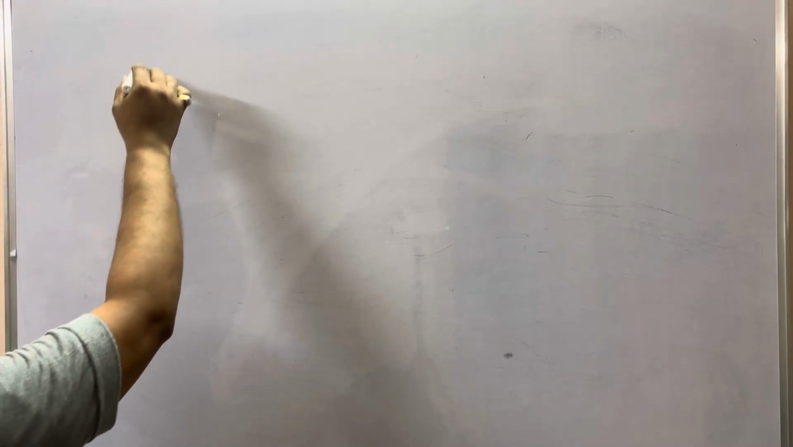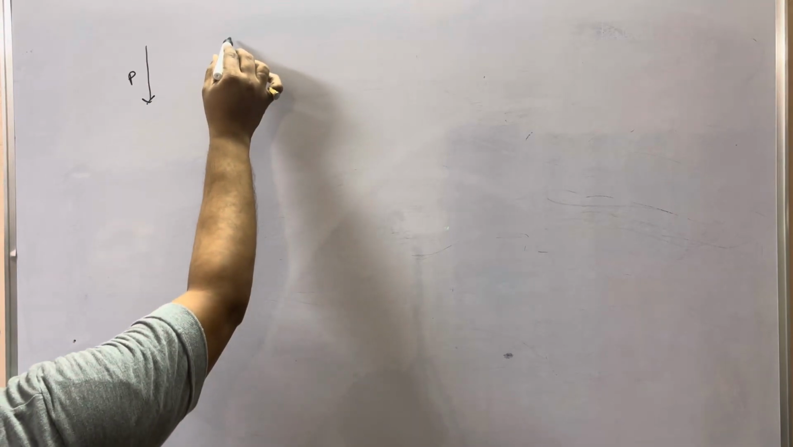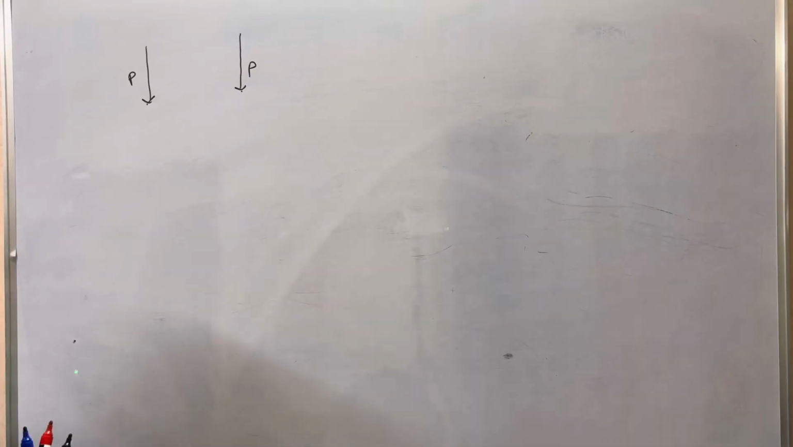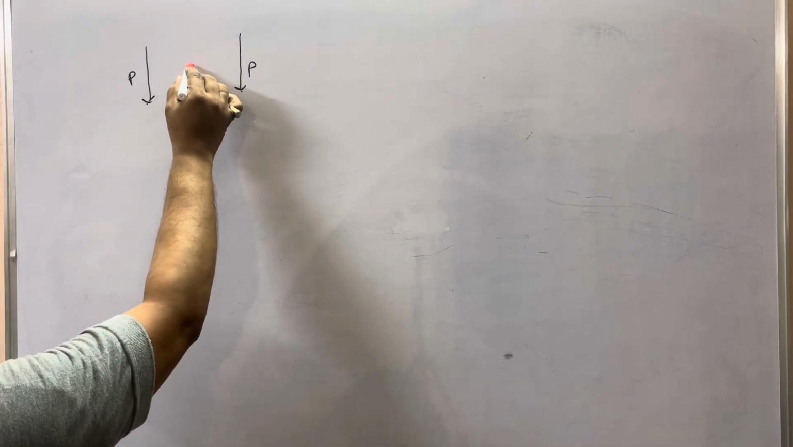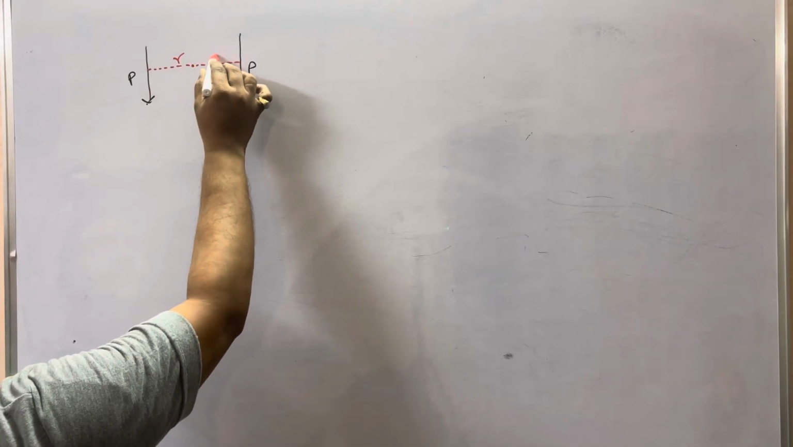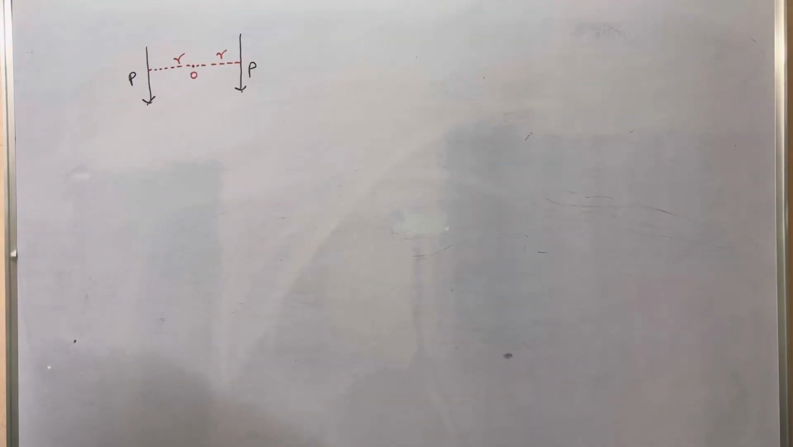Next, if two dipoles are given like this, one is downwards, another one is also downwards. Let us assume two parallel dipoles. Now the point is at a distance R from its center. At this point O, what is the resultant electric field intensity?